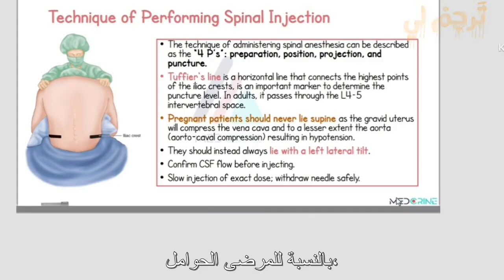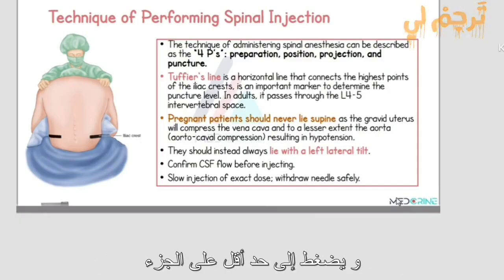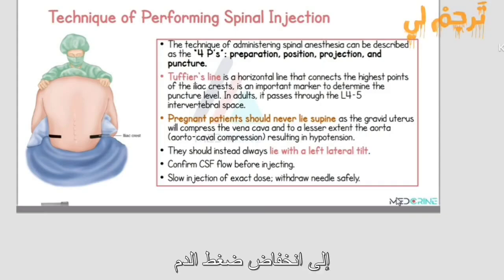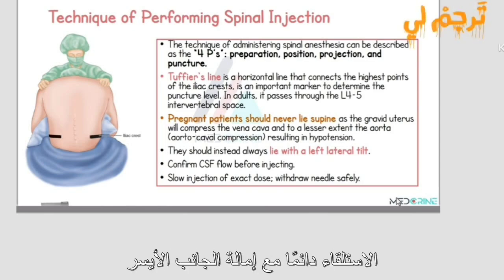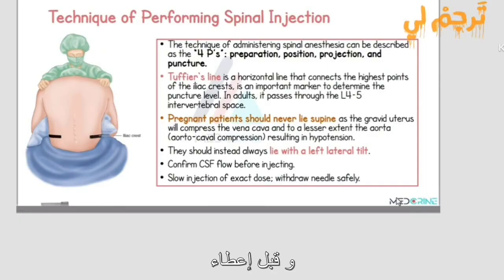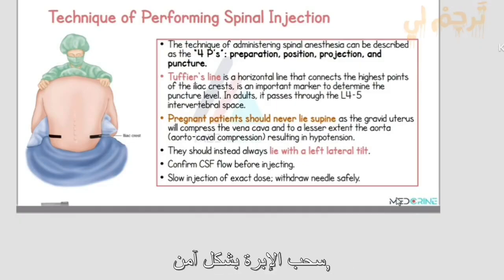In pregnant patients, we are always advised that they should never lie in a supine position, as the gravid uterus will compress the vena cava and, to some lesser extent, compress the aorta, causing aortocaval compression. This compression could result in hypotension. The pregnant mothers or patients should always lie with a left lateral tilt, and before administering the spinal injection, you need to confirm the cerebrospinal fluid flow before injecting. Then a slow injection is performed of the exact dose, and you need to withdraw the needle safely.